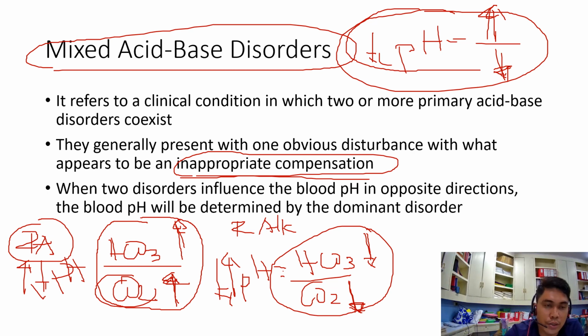So when two disorders influence the blood pH in opposite directions, the blood pH will be determined by the dominant disorder. Okay, so that's for mixed acid-base disorder.